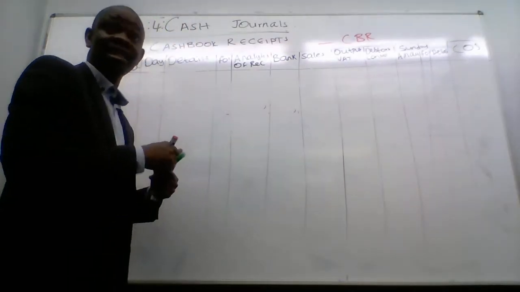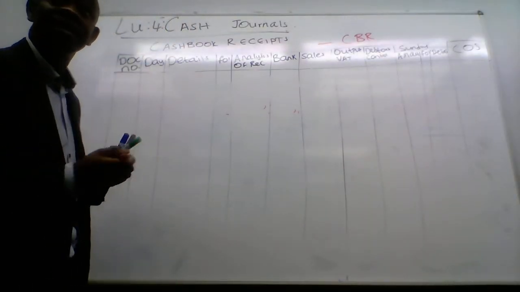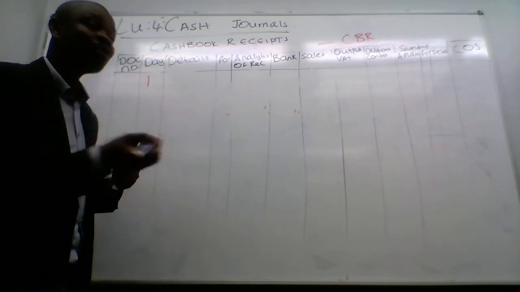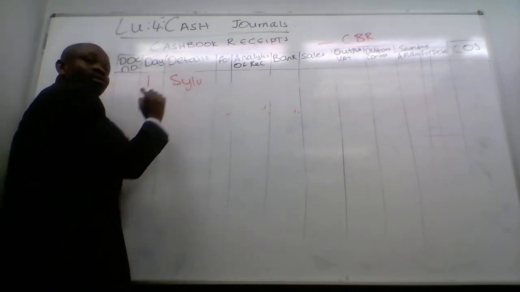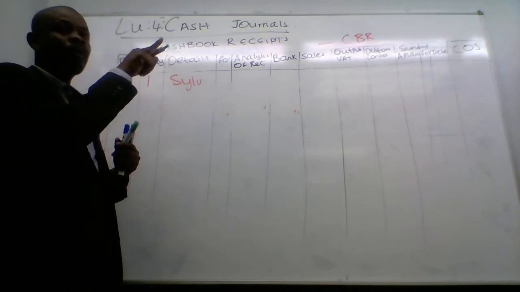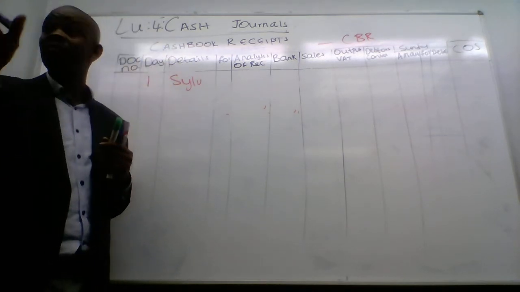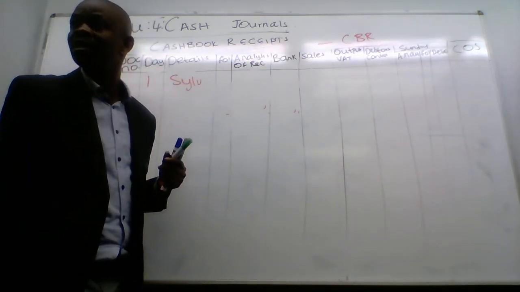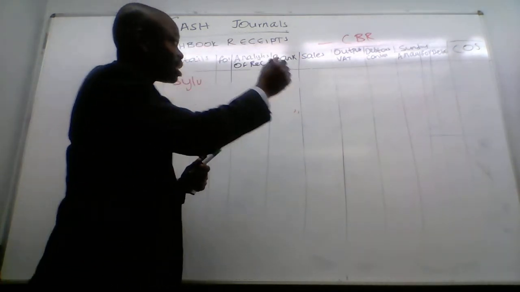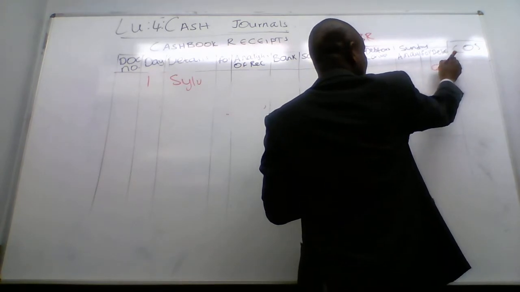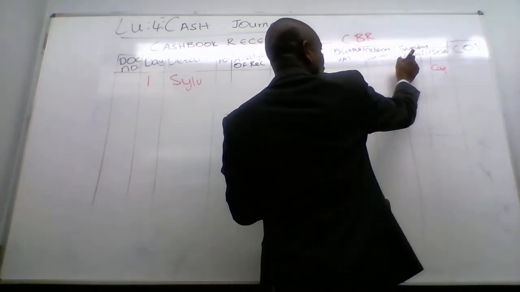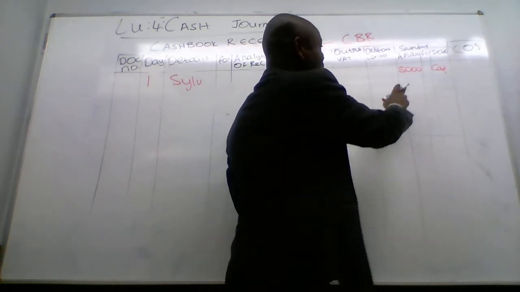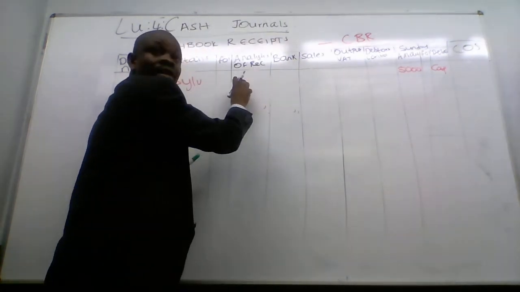For example, let's say the owner is Sylvester. So let's say on the 1st, the owner by the name of Sylvester put 5,000 into the bank as capital. Can you see there's no column for capital? I'll use which column? Sundry. I'll come here and write capital. Let's say it's 5,000. I'll put 5,000 under the amount.